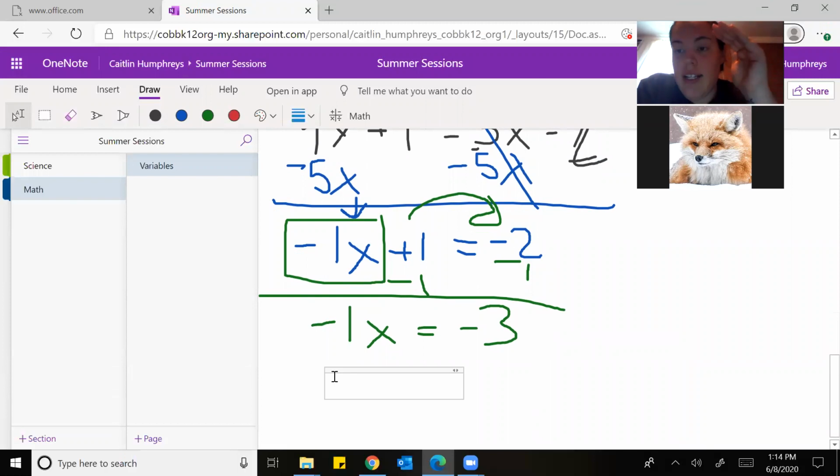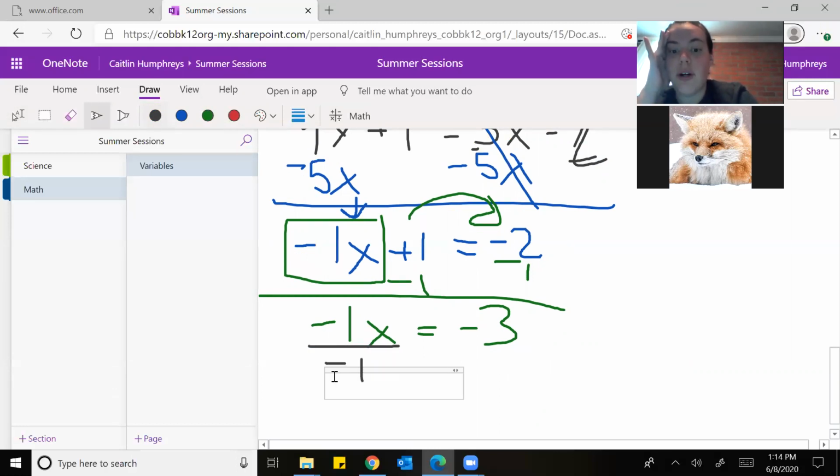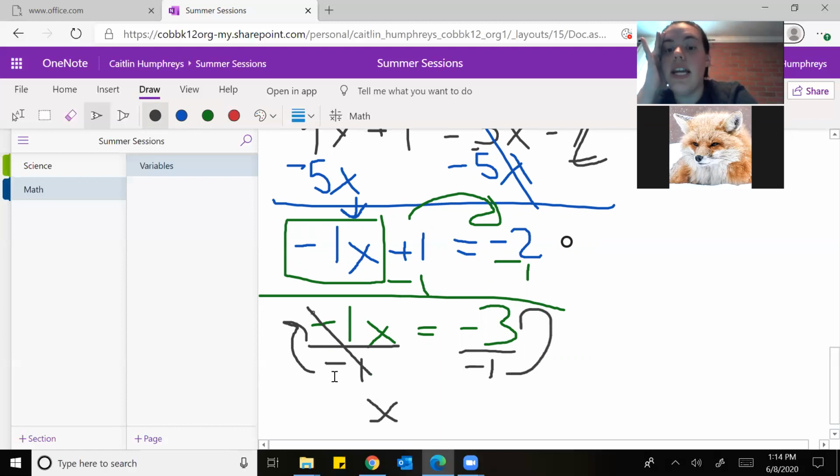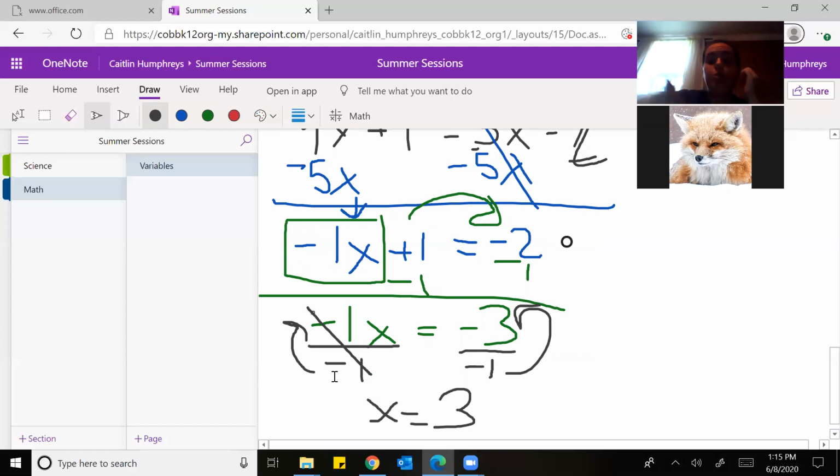Now we have negative 1x is equal to negative 3. That doesn't help you to have a negative variable. You want positive. So the way that we do this is negative 1 times x is multiplication. Divide by negative 1. And we know that negative 1 goes into negative 1 one time. And we know that negative 1 goes into negative 3 3 times, because a negative divided by a negative is a positive. So our answer, when we moved the right over to the left, was positive 3.